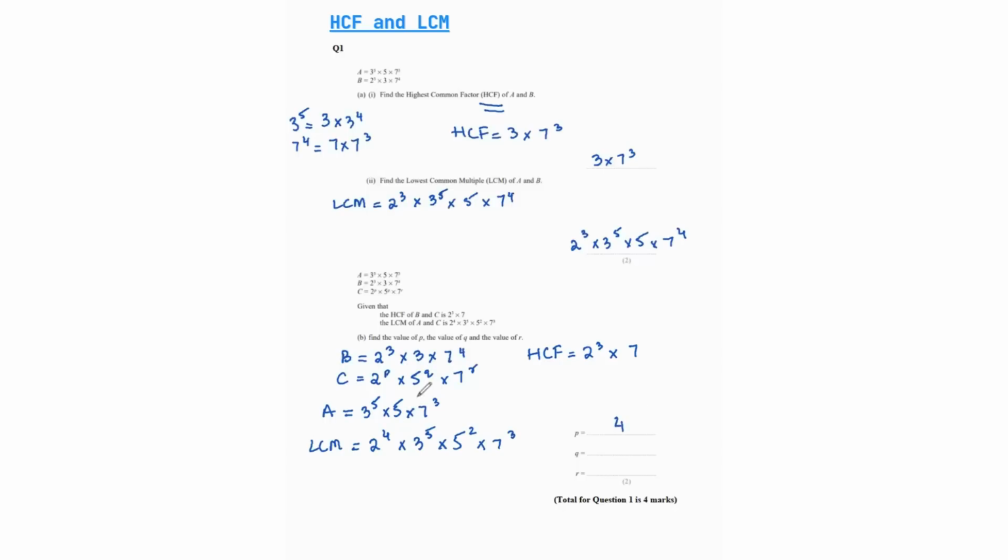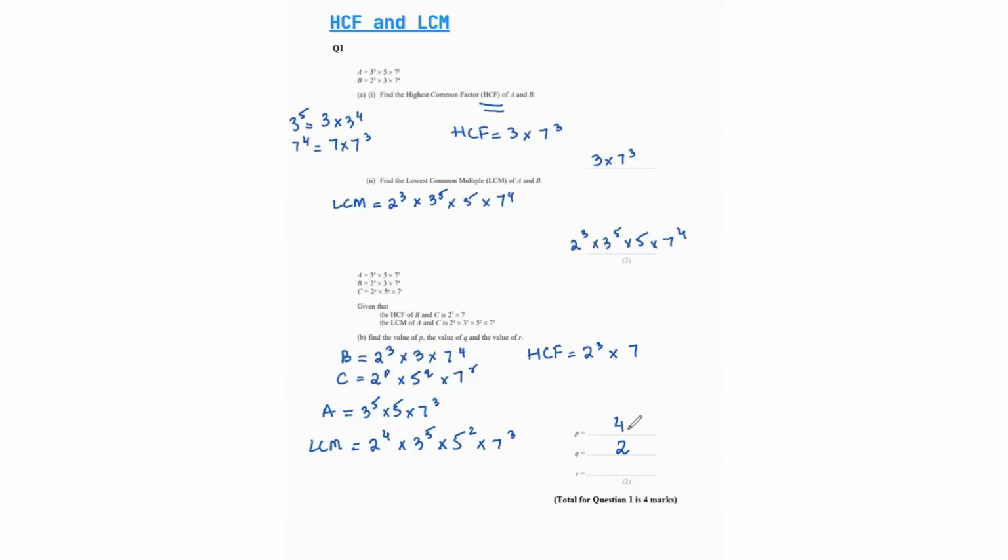Now for Q, A does have 5 and the LCM has 5 squared, which means Q probably had the power of 2 because once again, we picked the power which is the highest for that base. And for R, which is the power of 7, the LCM shows that we took 7 cubed.